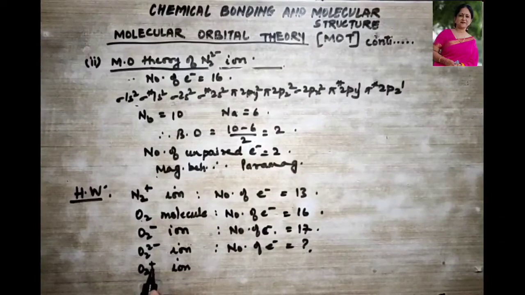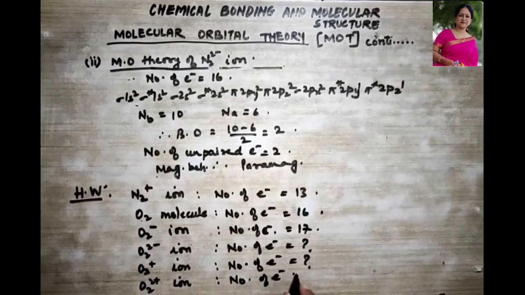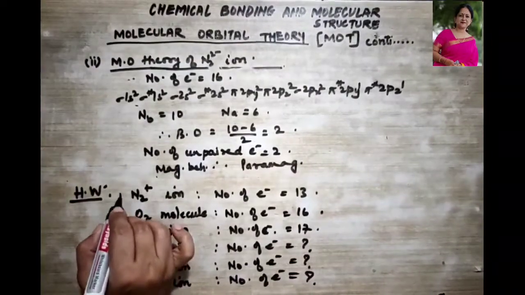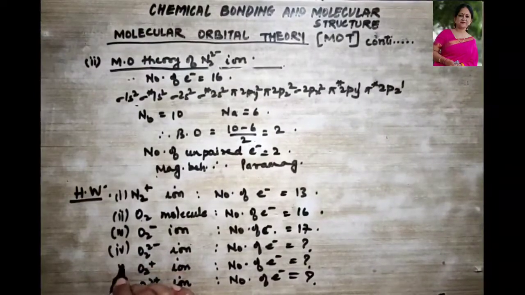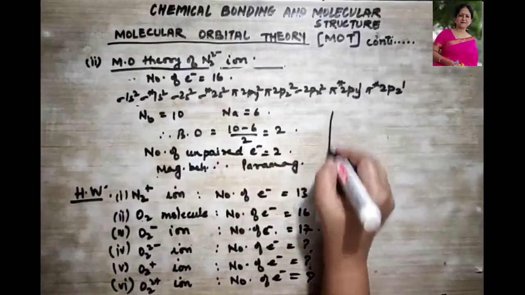the oxygen positive ion, what is the number of electrons, and do the molecular orbital theory for that. And then lastly you should do it for the O2 2+ ion also. Find out the number of electrons and show the molecular orbital theory. So this is all your homework. How many did I give you? 1, 2, 3, 4, 5, 6. Okay, so all this you are going to do, right?